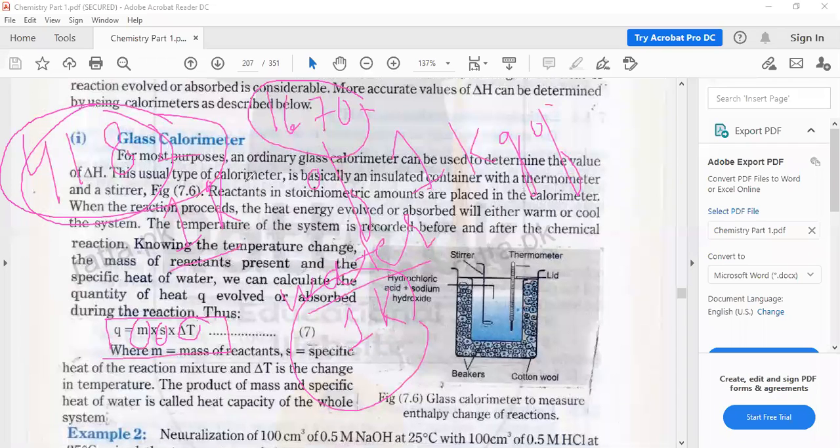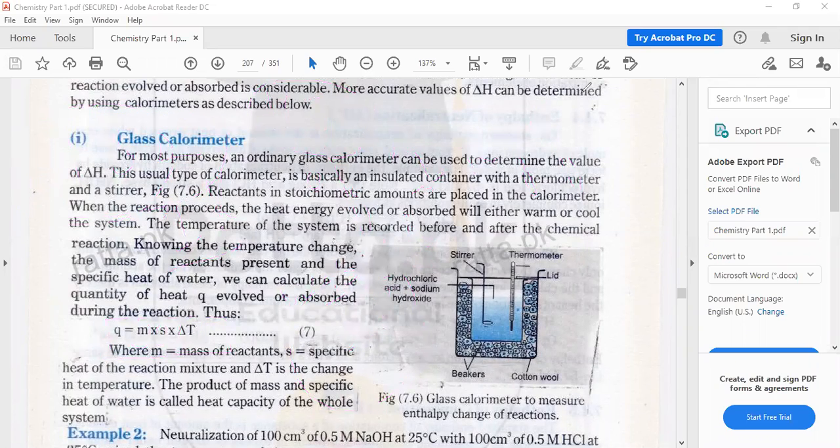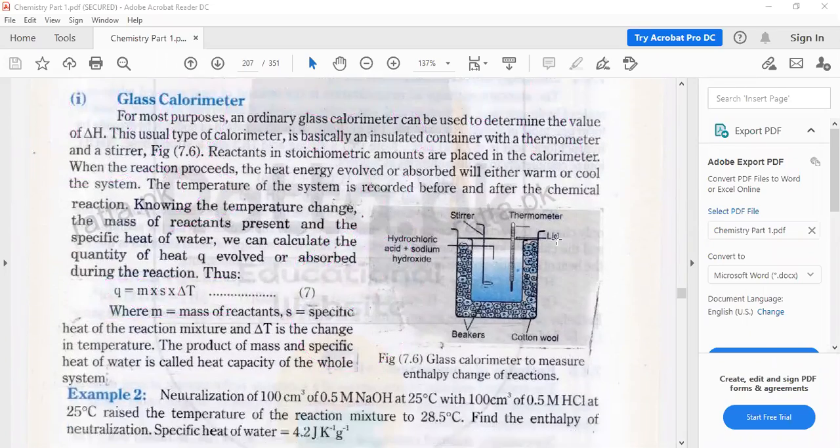This is all about the glass calorimeter. Next we have example number 2 and example number 3, which we will discuss tomorrow. Now I'm going to discuss with you the bomb calorimeter. We have to finish how we can measure the enthalpy of the reaction. We will do examples inshallah tomorrow. So next we have a bomb calorimeter.